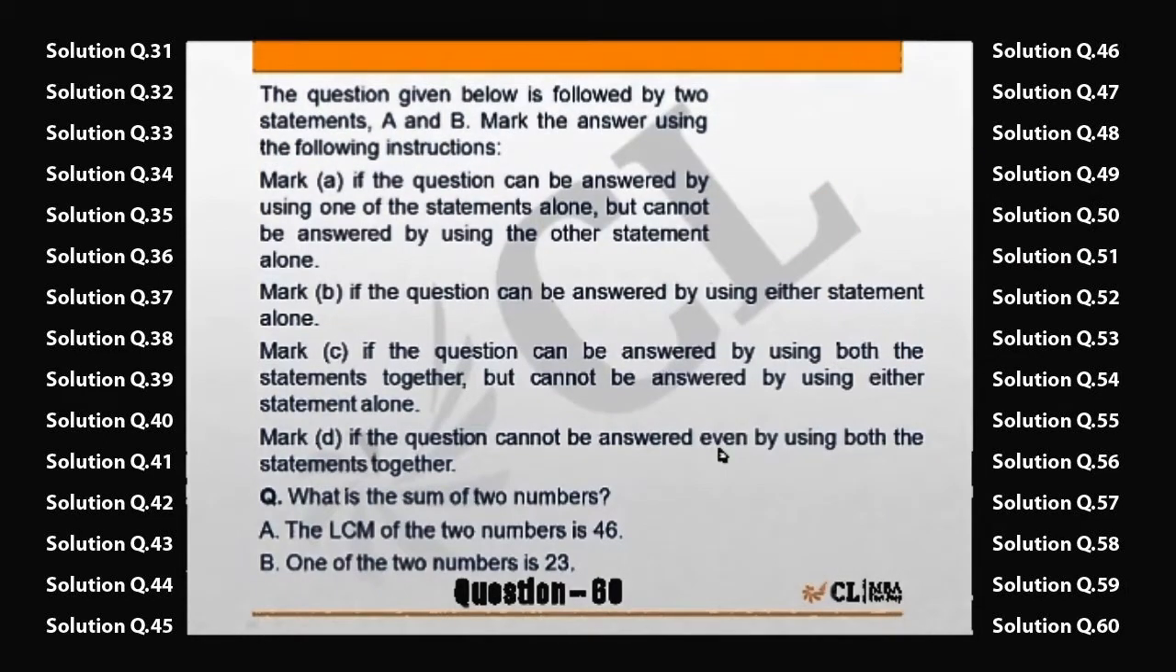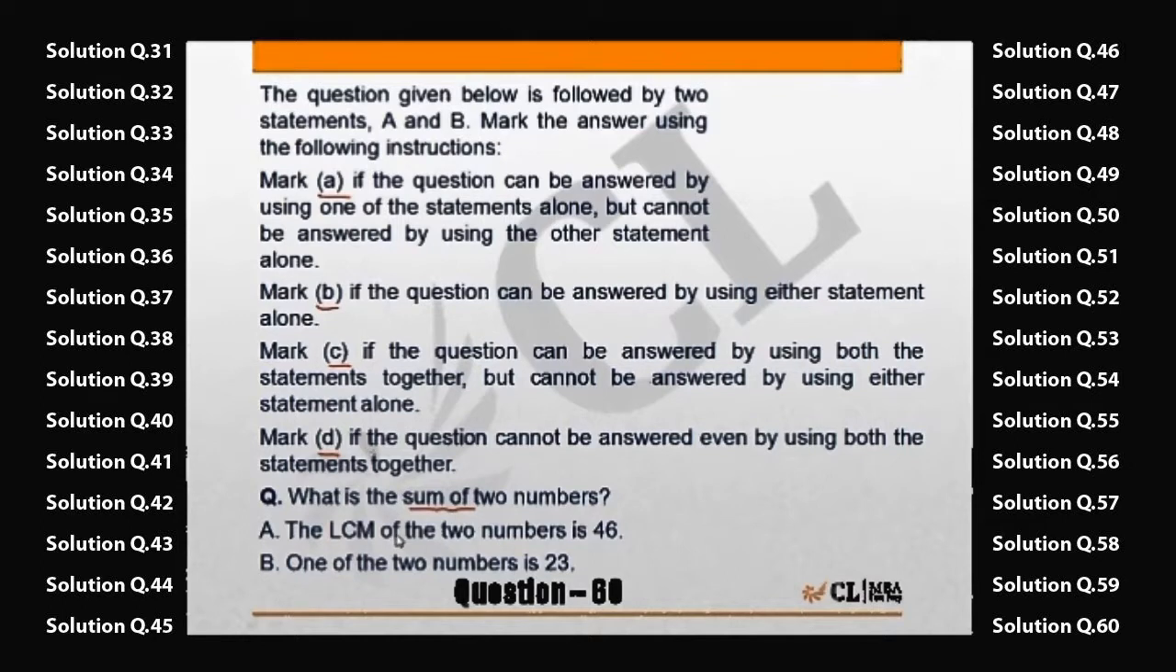Choice C. Question 60, question of data sufficiency. Mark A if it can be answered by only one of the 2 statements. Mark B if both the statements can answer the question individually. C if both statements are required, and D if the question cannot be answered with the given data. Question: what is the sum of two numbers? We need to find the sum.